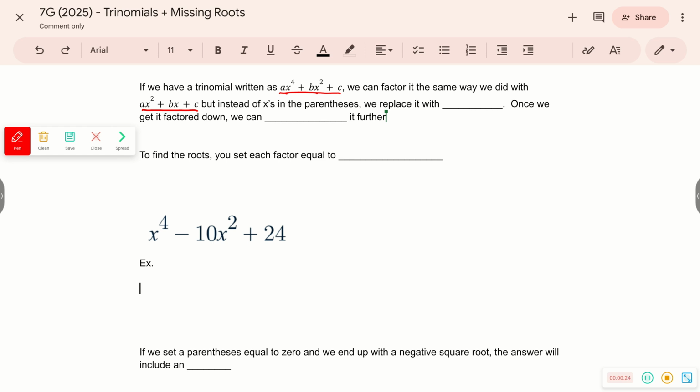But instead of x's, we replace it with x squared. Once we get it factored down, we can factor it further. And that's with our difference of squares, difference of cubes, sum of cubes, anything like that. Primarily, we're going to be looking at that. To find the roots, we set each factor equal to 0.